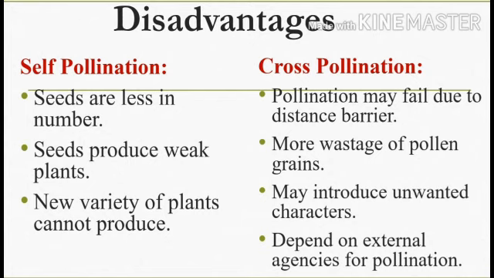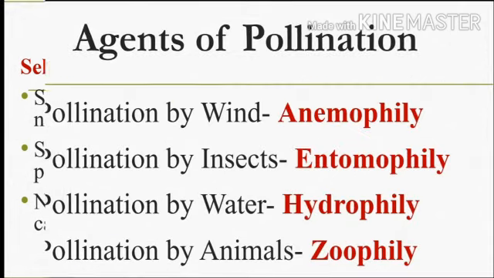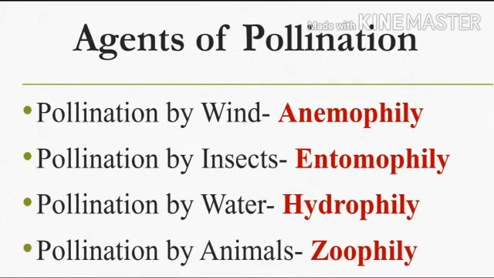pollination. So now we can see which agents are essential for pollination. What are the agents involved in pollination? The agents of pollination are wind, insects, water, and animals. If pollination is done by wind, it is called anemophily. If pollination is done with the help of insects, it is known as entomophily. If pollination occurs by water, it is known as hydrophily. And if pollination is through animals, it is known as zoophily.